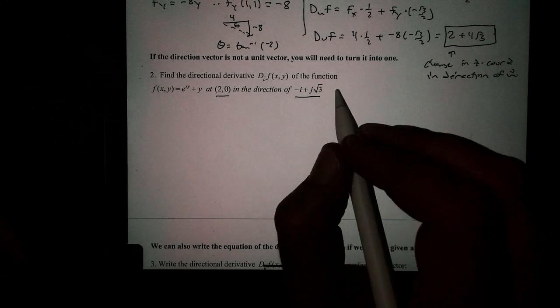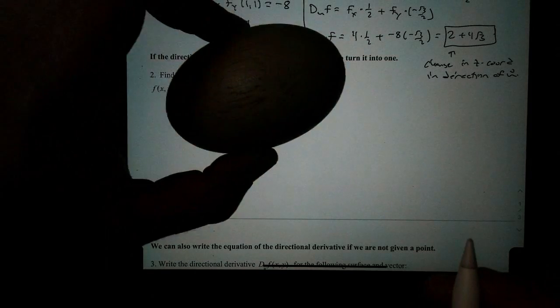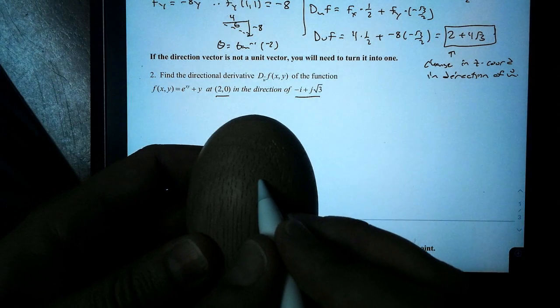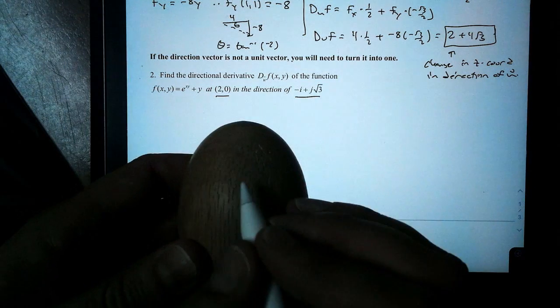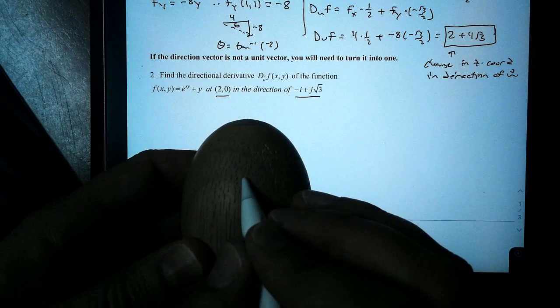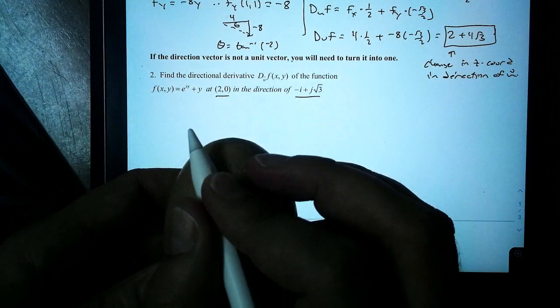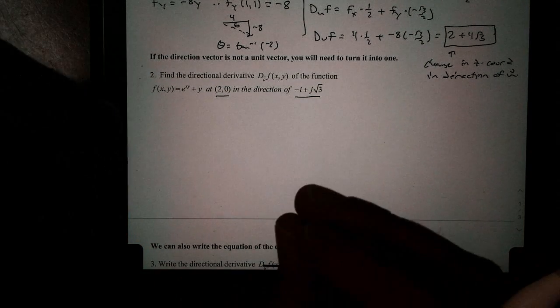Now, remember what we're saying here. We're on some sort of surface right here. If we imagine this as being our surface, we're at the point 2, 0, and we're heading left 1, up root 3. So we're heading in this direction right here, and we want to find out what is the rate of change along that surface at that exact point. So we're basically finding the slope at a point in a certain direction.